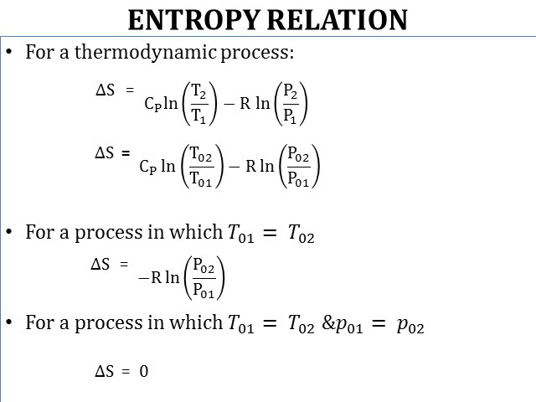If in a process the stagnation temperature and stagnation pressure are constant, then delta S becomes equal to 0. Delta S equal to 0 can also be interpreted as S equal to constant. That means the fluid flow process is an isentropic process.